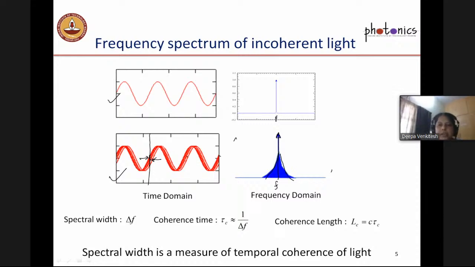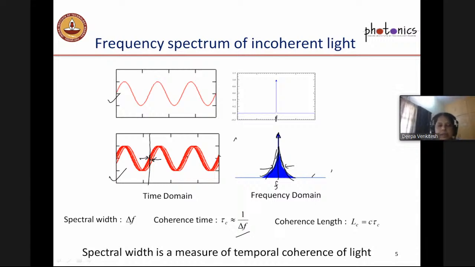So an incoherent light is characterized by a spectrum which is broad. And the nice thing is, just by measuring this spectral width, you can quantify the coherence time, which is approximately 1 by delta f. I'm saying approximately 1 by delta f simply because depending on the shape, whether it is a Lorentzian or a Gaussian, you will have some small factors coming in here. Let's not get into the details.